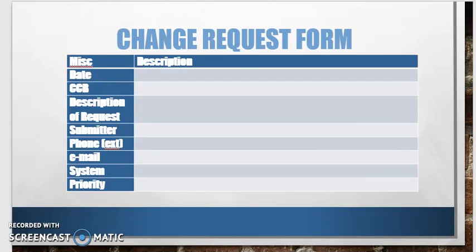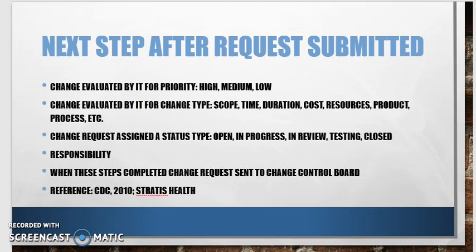So here's just an example of what I found in the literature for a change request form, because you want to know when it was requested, who it went to, what the request is, who submitted it, how you can get a hold of them, and then what system you need it, and then what's their priority for this.